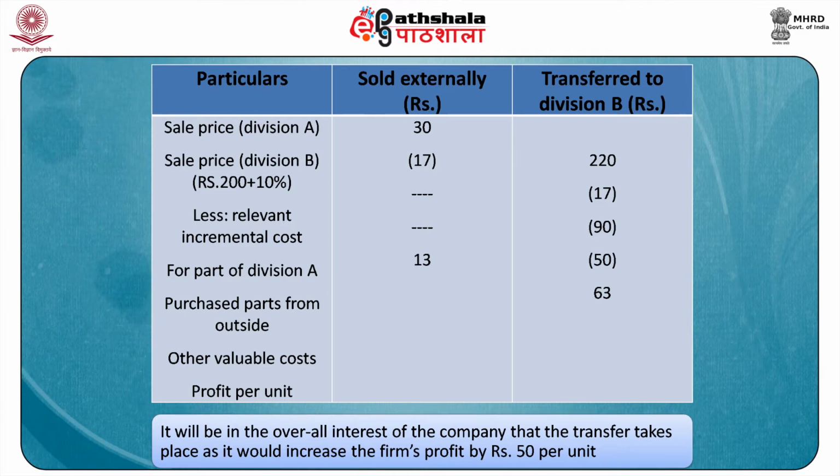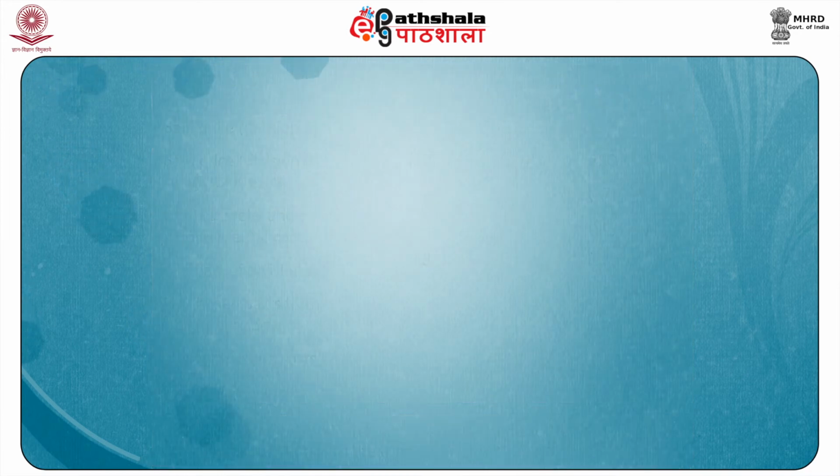The other variable costs are 0 in case of externally sold goods. In case of goods transferred to Division B, the other variable costs are Rs 50. Profit per unit is 13 and 63 respectively. It will be in the overall interest of the company that the transfer takes place, as it would increase the firm's profit by Rs 50 per unit.